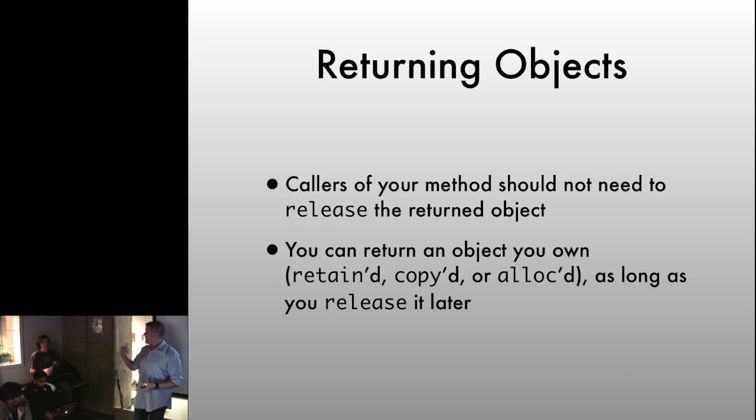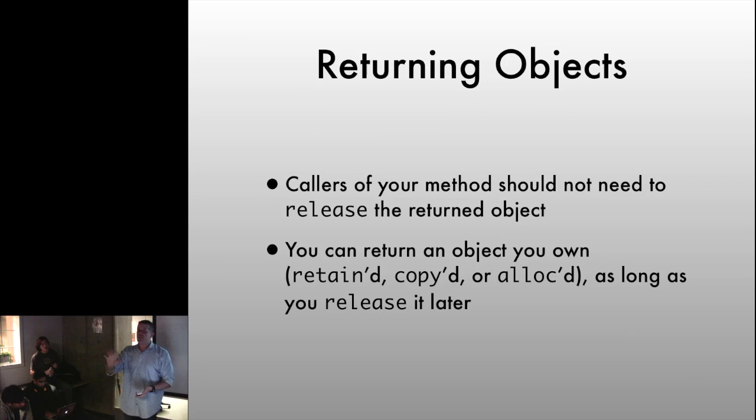So if you have an instance variable in your class that's, say, an array, and you allocate it in your initializer, you can freely just return a reference to the object in any one of your methods as long as you release it at some point in the future.